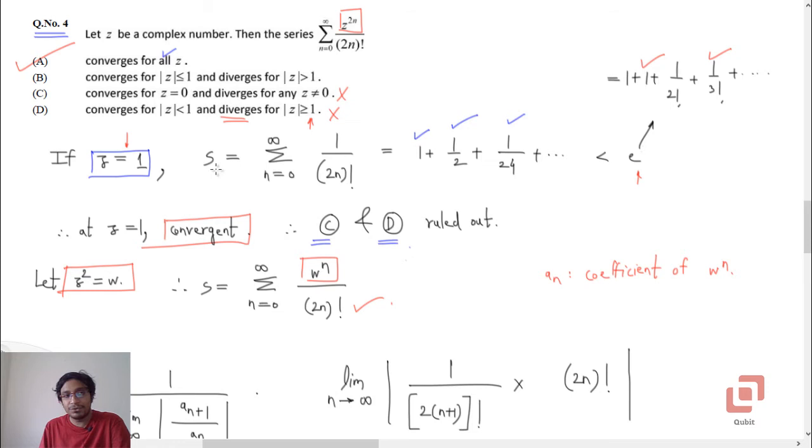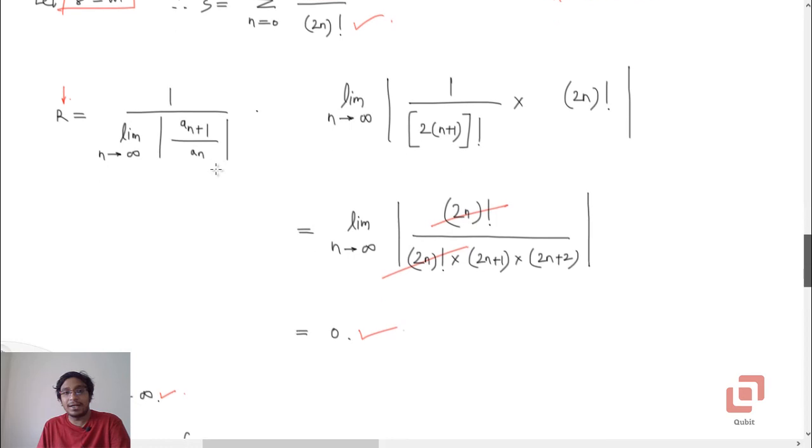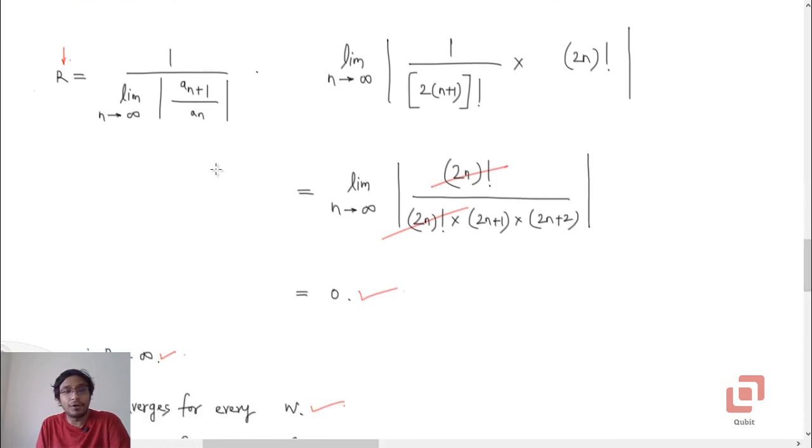So if you don't have any time left, and you just quickly substitute and check what is happening at z equal to 1, that will actually help you eliminate two of the options, and then you will be required to select either A or B only if you don't have time. If you have time, then you can directly apply this formula and get your answer.